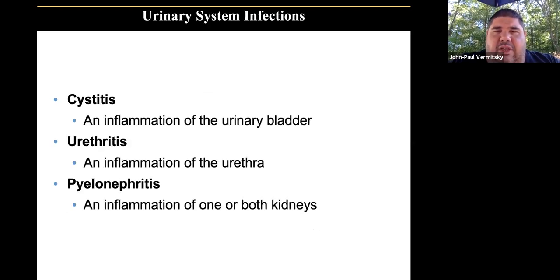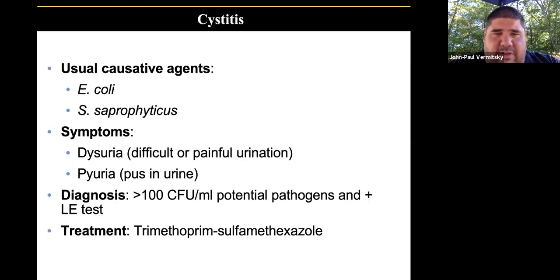So looking at urinary tract infections, cystitis is an infection of the bladder. Urethritis would be an infection of the urethra. And pyelonephritis would be an infection of one or both of the kidneys. It's rare that both would be infected at the same time. The usual causative agent for UTI is E. coli. Symptoms for UTI are dysuria, which is difficult or painful urination, and pyuria, which is pus found in the urine. Treatment is with antibiotics.